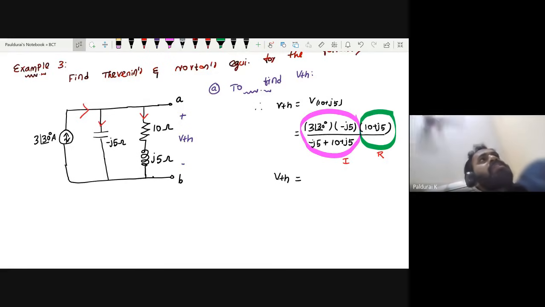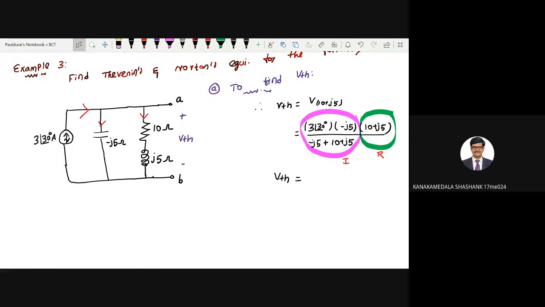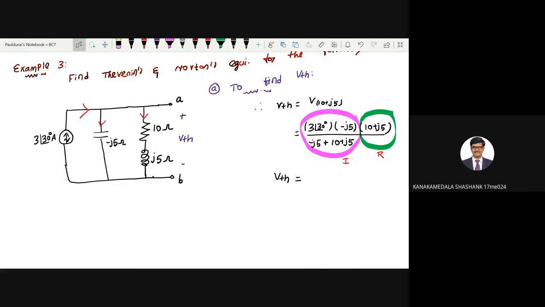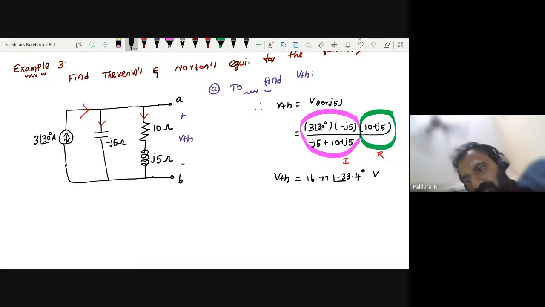What's VTH, anyone? So approximately 14 minus 9J. In terms of polar, not rectangular into polar. Okay, so one second. Sir, 16.77 at an angle of minus 33.4 degree unit volt, right? Yeah, very good, correct.